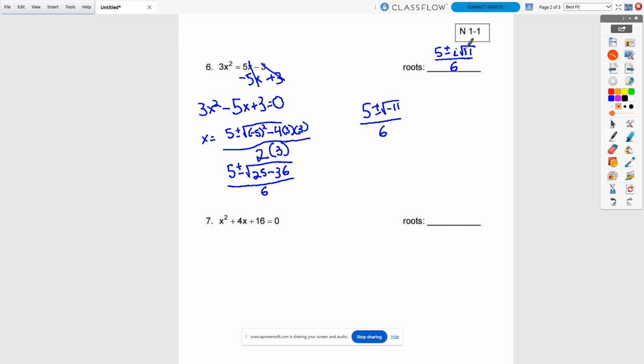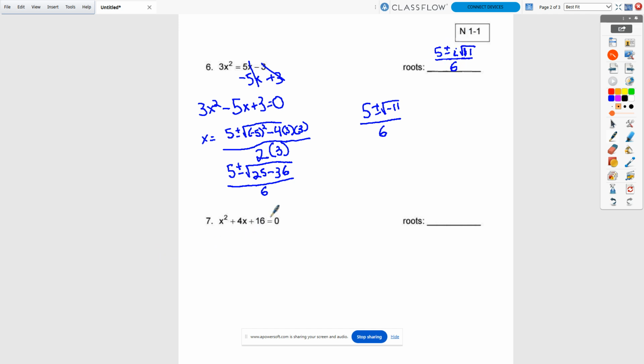Okay, and that shows you both of your imaginary roots. Remember, these are imaginary because you've got that i in there. But my first root would be 5 plus i times the square root of 11 over 6. Next one would be 5 minus i times the square root of 11 over 6. But writing it like this satisfies both.